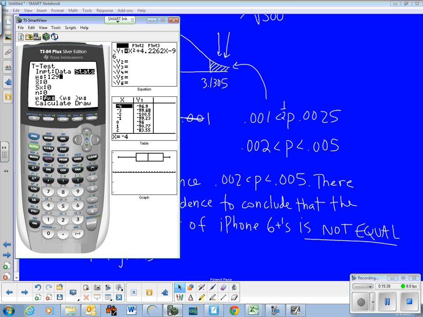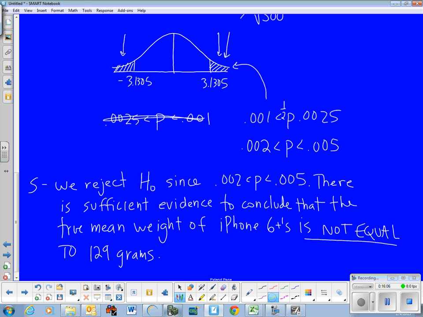The null hypothesis is 129. The average is 129.07. The standard deviation of my sample was 0.5. The N was 500 phones, and I'm testing for not equal to. If you hit draw, it'll draw you a little normal curve. If you hit calculate, it'll just get straight to it. So what do we get? See the 3.13? That's our T that we had right here.